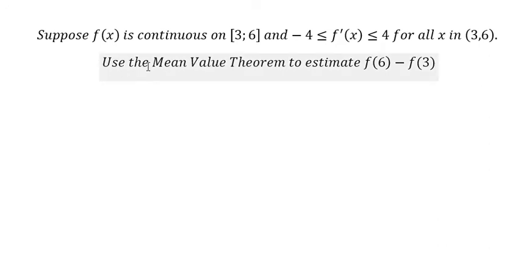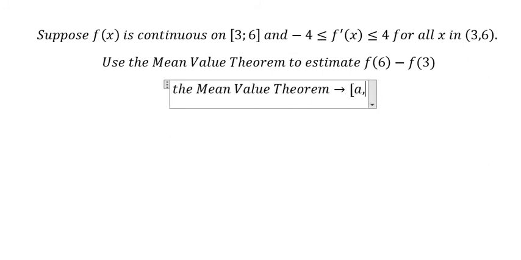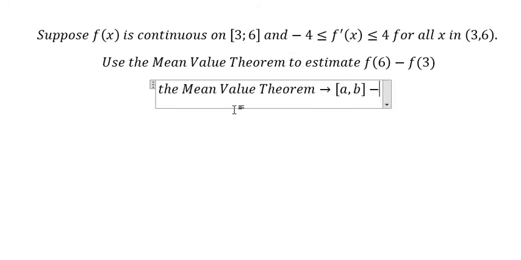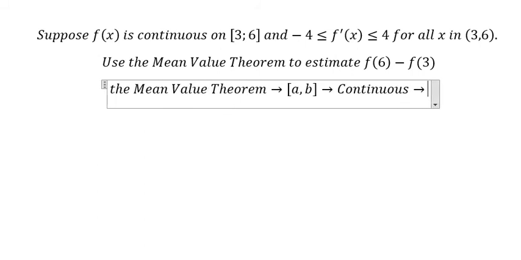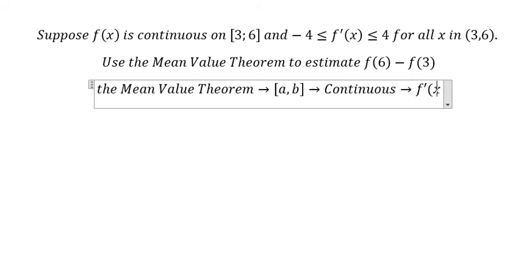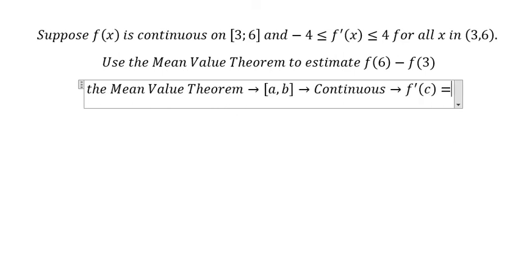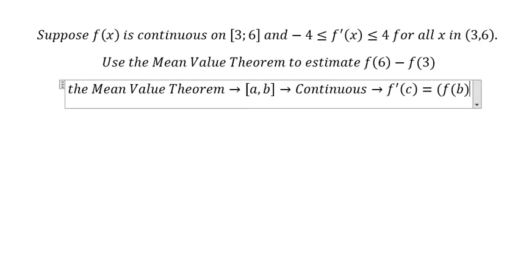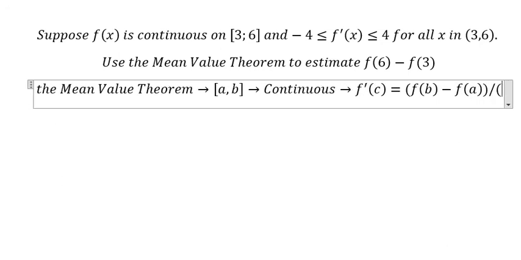The formula of this one: we have the interval from a to b, and that should be continuous. So we will have f of c, and we know that c should be between a and b, equals f of b minus f of a over b minus a.